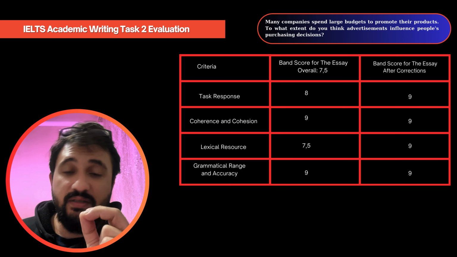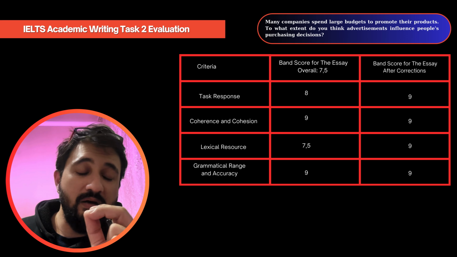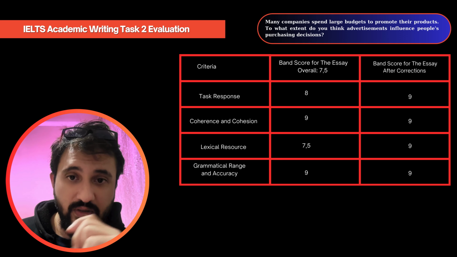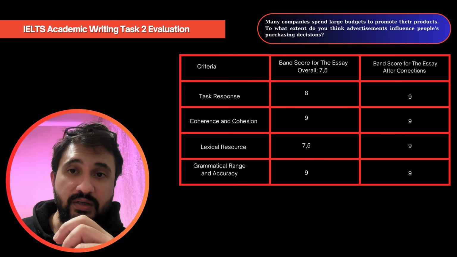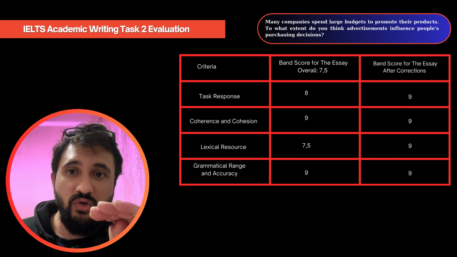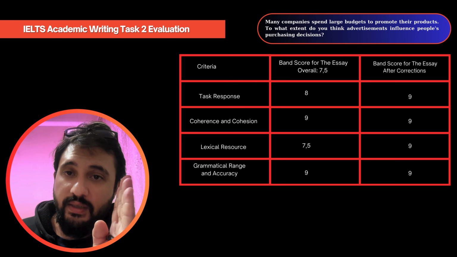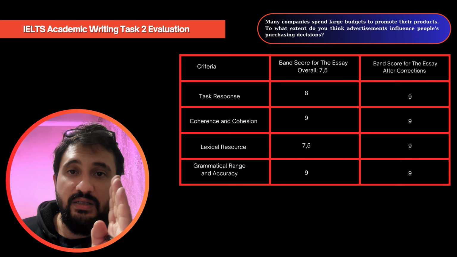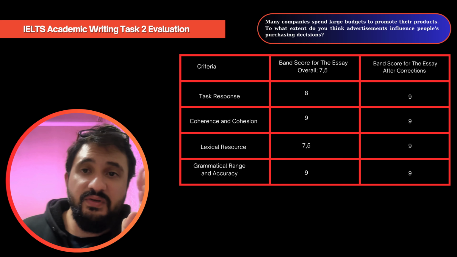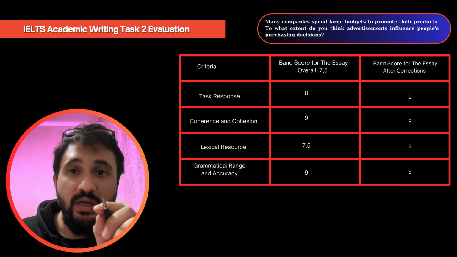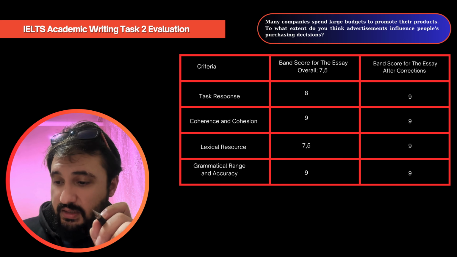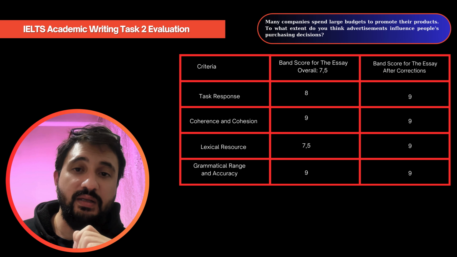Second one, coherence and cohesion. According to this video and according to our criteria, I would like to give directly band 9. Okay, the essay flows smoothly and logically. The ideas are well organized and connected using clear transitions. Paragraphing is effective and enhances the overall coherence. So let me check other criteria to give the exact one.